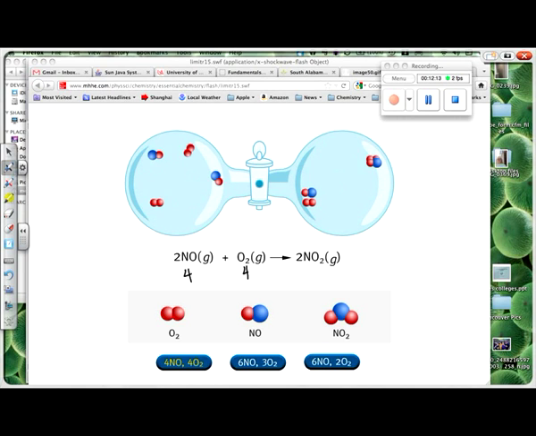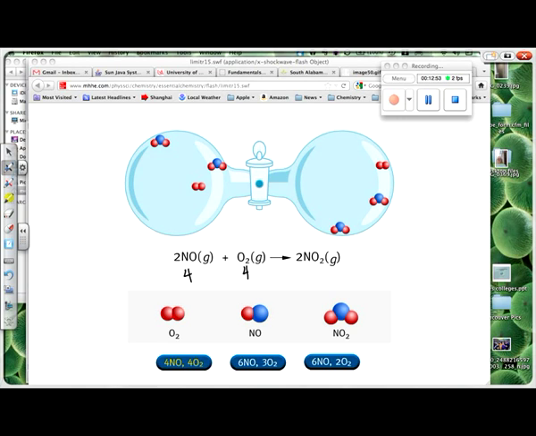The reaction occurring is 2NO plus O2 producing 2NO2. 4 molecules of NO are reacting with 4 molecules of O2. The 4 NO molecules require only 2 O2 molecules for reaction. Note the 2-to-1 mole ratio in the balanced equation. Therefore, 2 O2 molecules remain after reaction. The reaction stops once the nitric oxide gas runs out. NO limits the amount of product that can be formed and is therefore called a limiting reagent. Oxygen gas is present in excess.